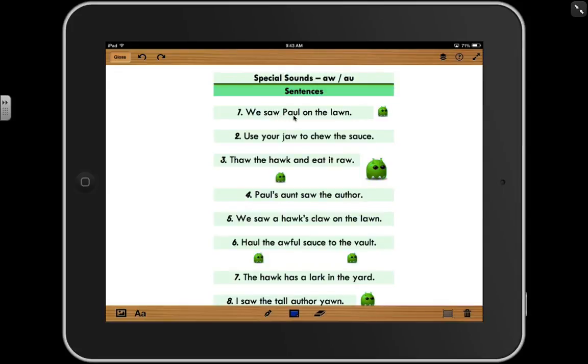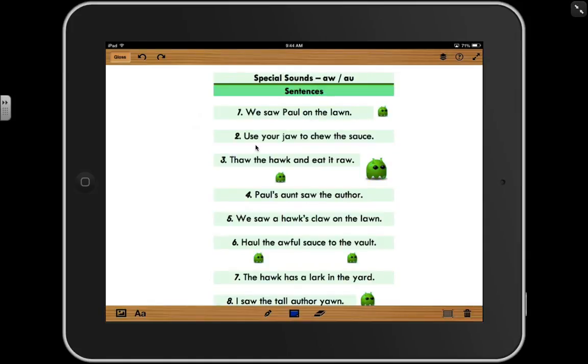Okay, let's look here. Do you see a word part? The AU, right? The AU says aw. So let's think about this. All would be that. So Paul. Paul would be our word. Here's another word. Here's the AW. The AW says aw. So let's say this word. On. Lawn. All right, let's put our sentence together. Ready? We saw Paul on the lawn. Let's read it again. We saw Paul on the lawn.